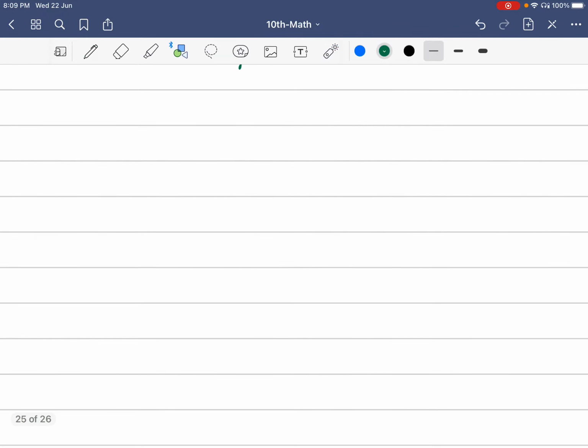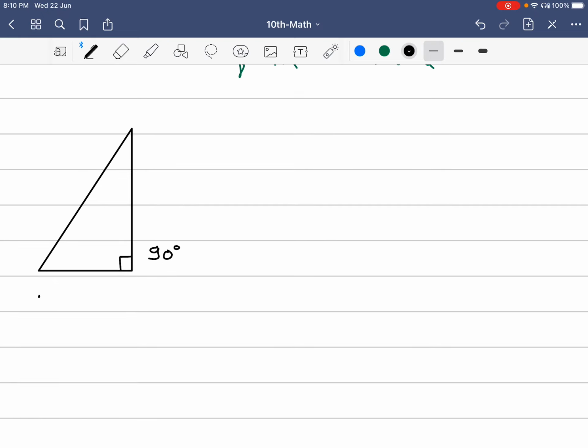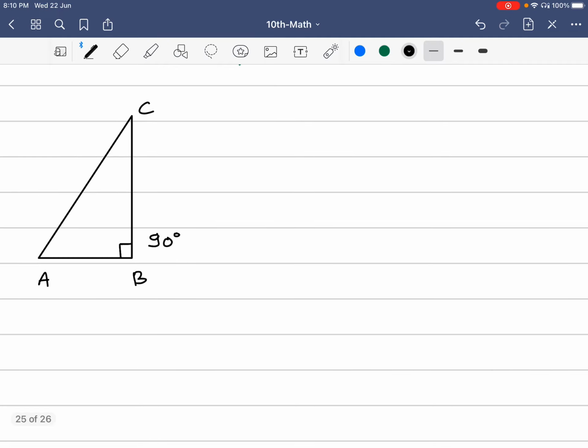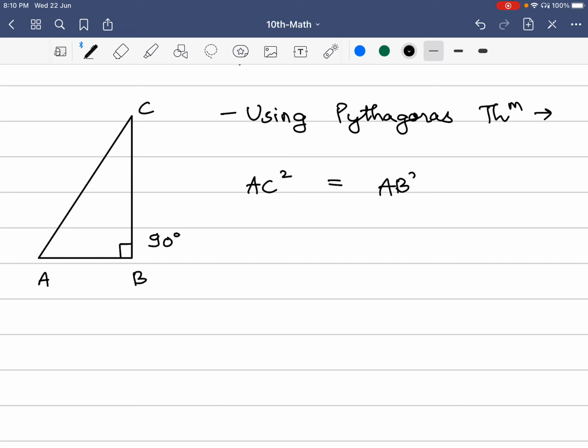First let me draw a right angle triangle here. This is my 90-degree angle, and these are the three vertices of the triangle A, B, C. Now, using Pythagoras theorem for our right angle triangle, I can say that AC square, which is my hypotenuse, is equal to AB square plus BC square. This is my regular Pythagoras theorem for any right angle triangle.